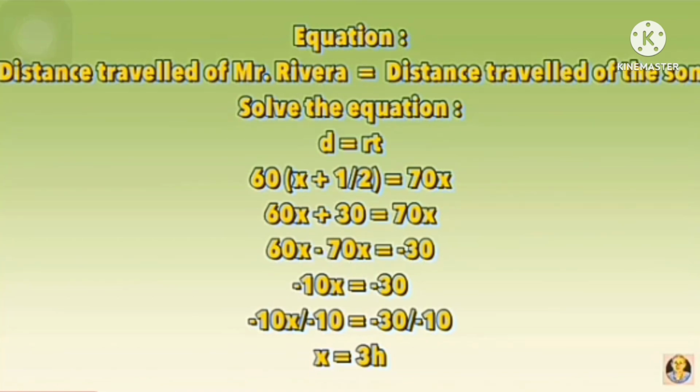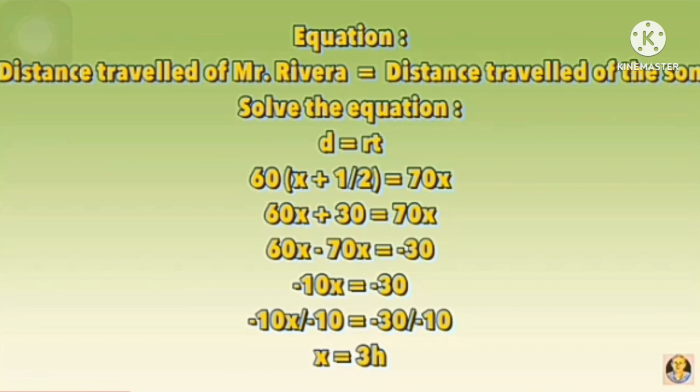Okay, then next we're going to simplify. We will use the distributive property. 60 times x equals 60x. 60 times 1/2 equals 30, so 60x plus 30 equals 70x. And then we have to transpose all the variables to the left side of the equation and the constants to the right side. 60x, then 70x transposed to the left side becomes negative 70x, equals the positive 30, which becomes negative 30, because when we transpose we change the sign.